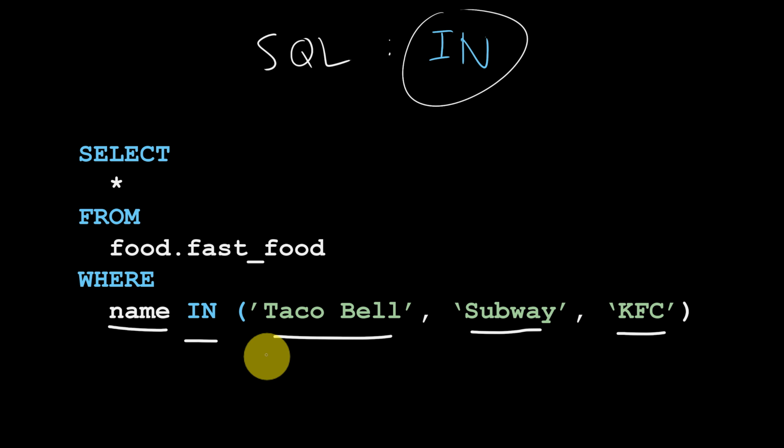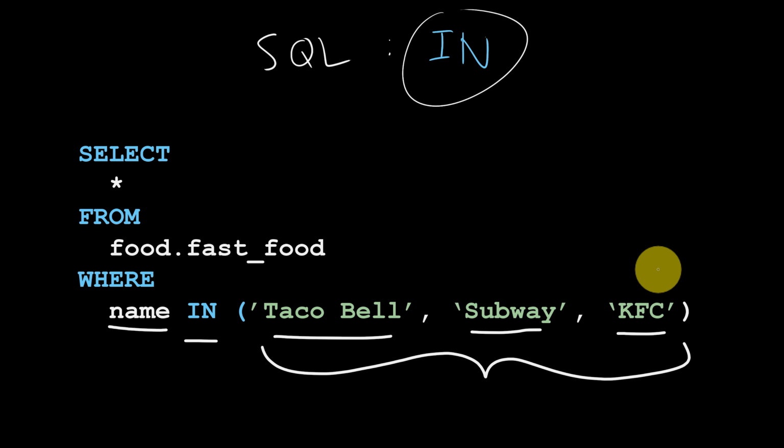So think of it as an array of values, but they have to be the same type. In our example, we use strings, but you can definitely use numbers too, as long as they're the same. Our column name is a string, so that's why we have values that are strings here. All right, let's do an example in Mode.